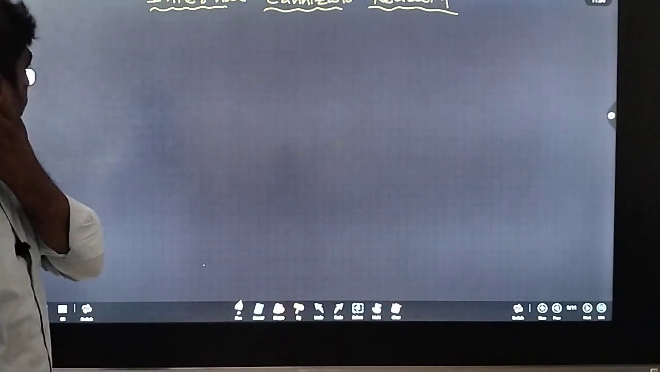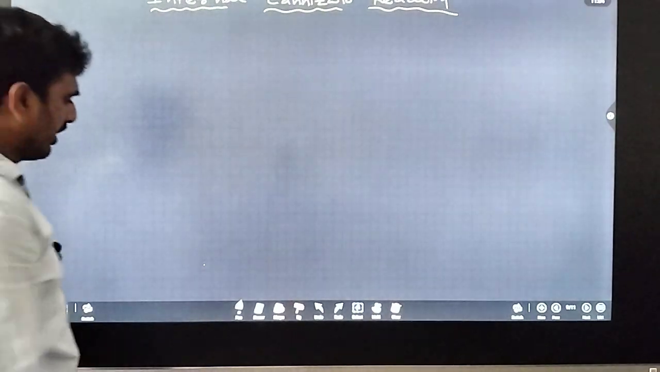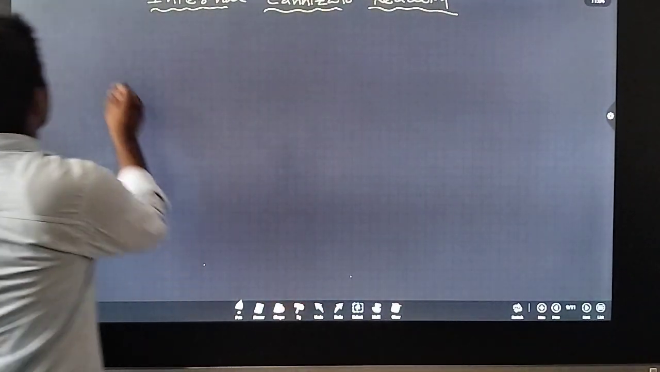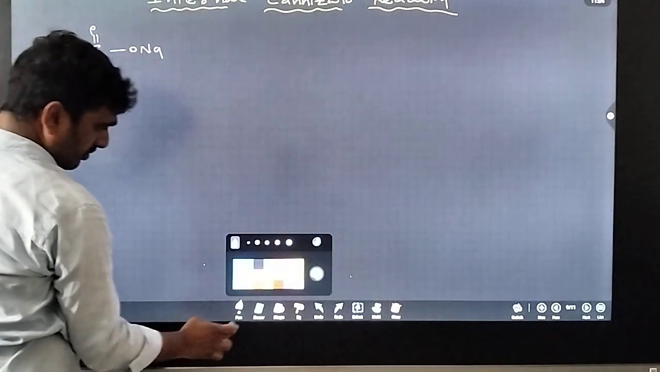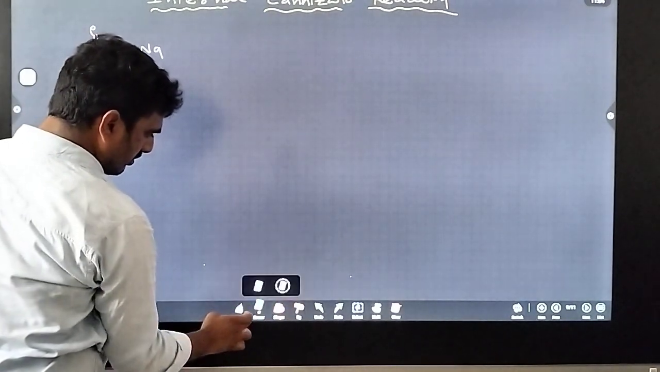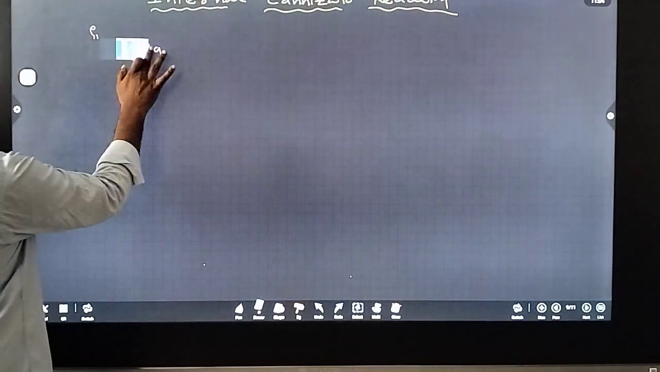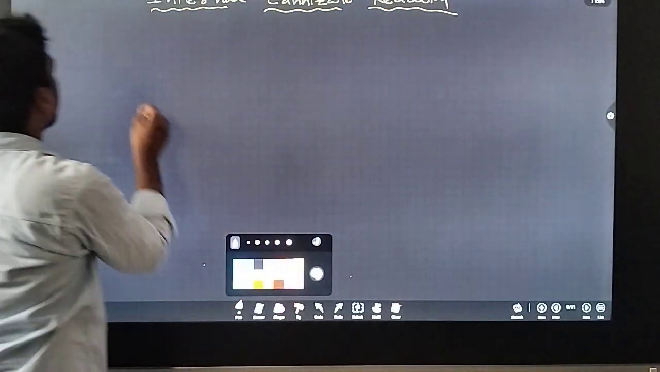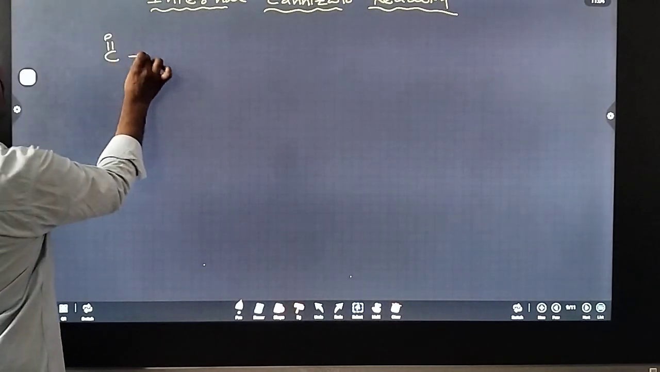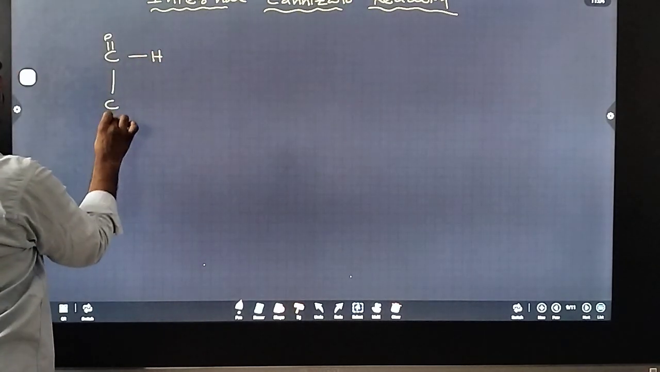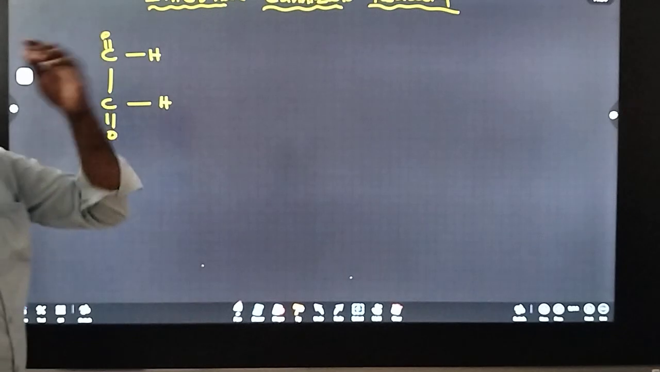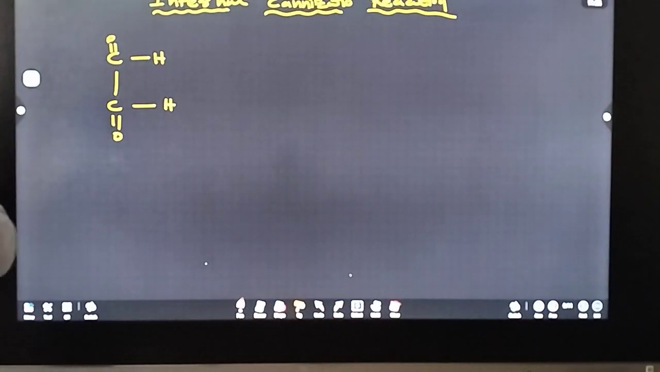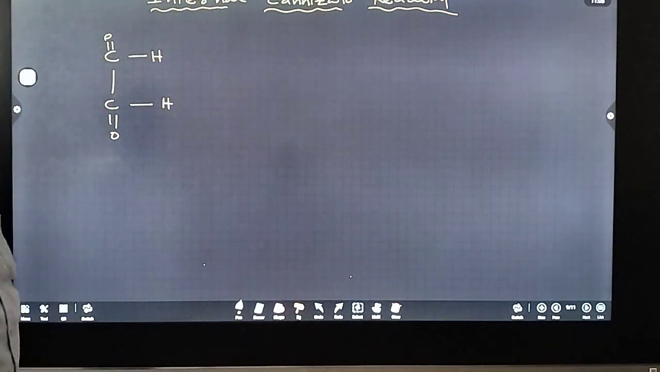Okay, so I can take one more example, the internal Cannizzaro reaction. This is the internal Cannizzaro reaction. That means the oxidized and reduced products are obtained from the same compound.